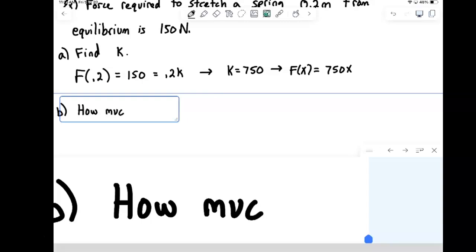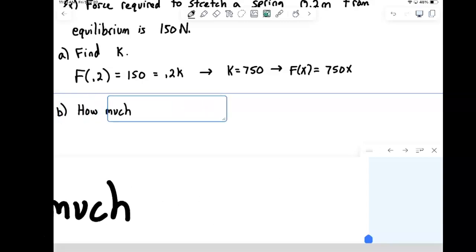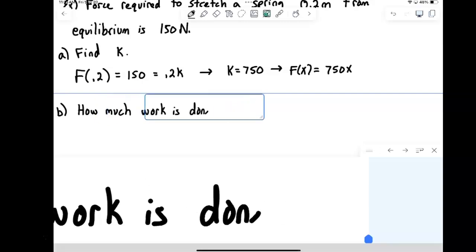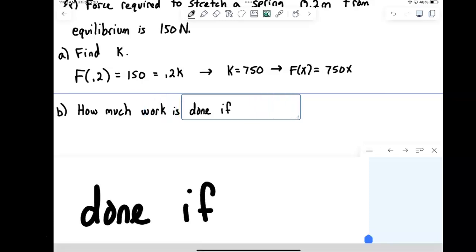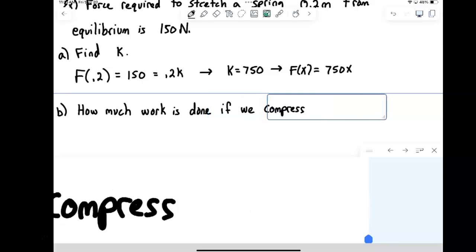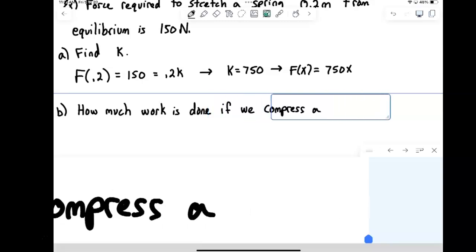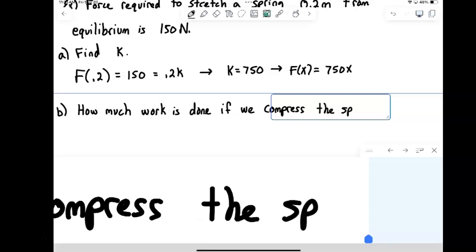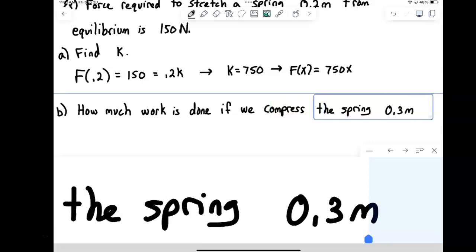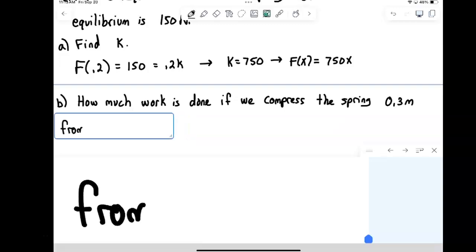So now we ask some questions here about work. How much work is done if we compress the spring, the one we're working with, 0.3 meters from equilibrium?